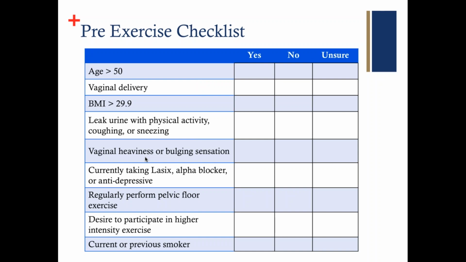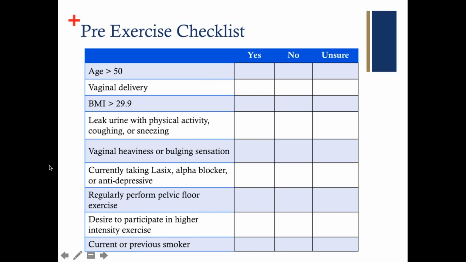Okay, here's a checklist. It's just a quick checklist that I typed up so that we have something to go off of. Do we have a female over age 50? Yes, no, or unsure. Well, we know the unsure column doesn't apply in that case because if we have a patient in front of us, we can get that information. Has she experienced a vaginal delivery? Does she have the risk factor of a BMI over 30? Does she leak urine with physical activity, coughing, or sneezing? What about vaginal heaviness or bulging sensation?